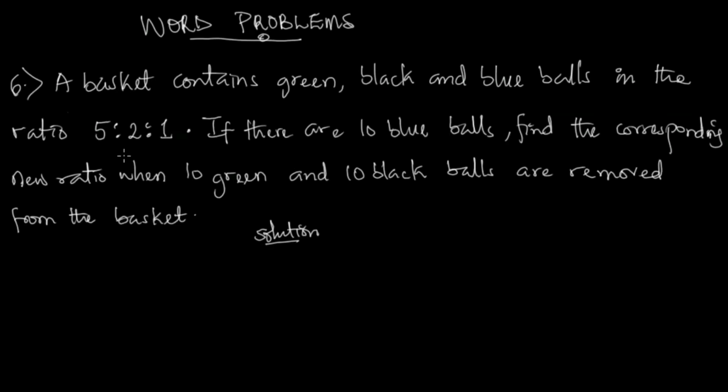Question 6 says a basket contains green, black, and blue balls in the ratio 5 to 2 to 1. If there are 10 blue balls, find the corresponding new ratio when 10 green and 10 black balls are removed from the basket.